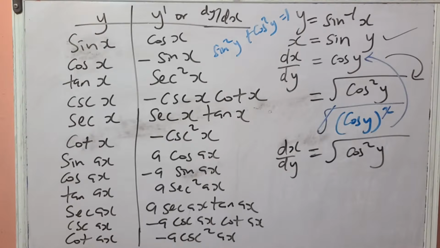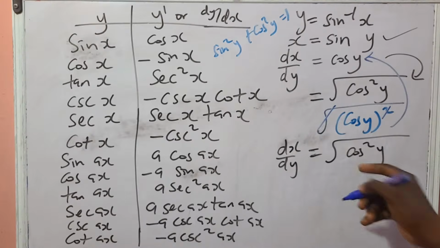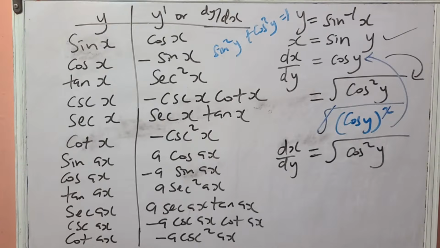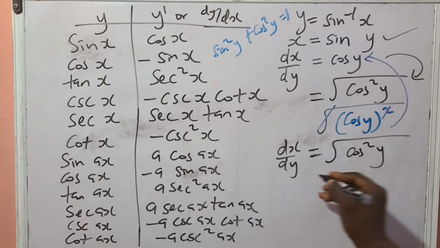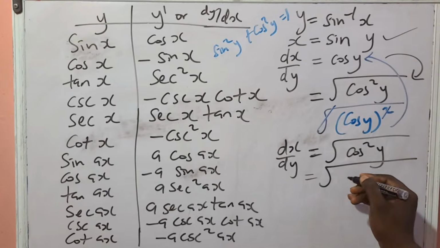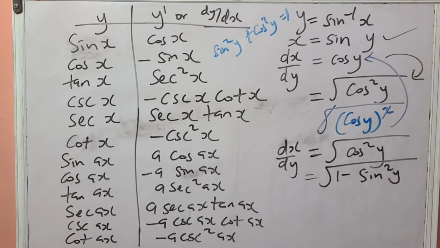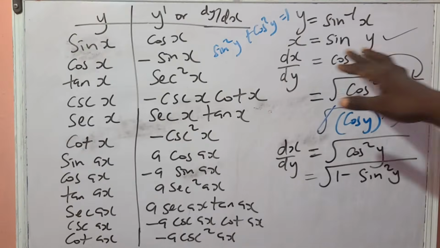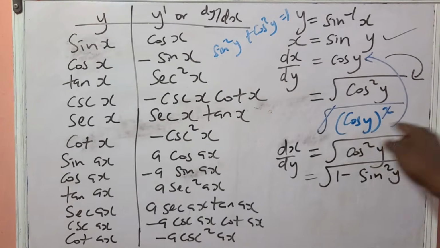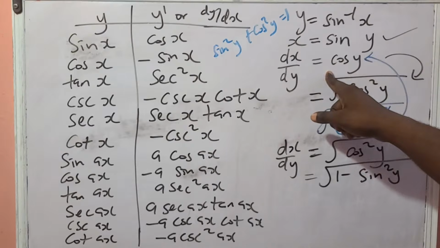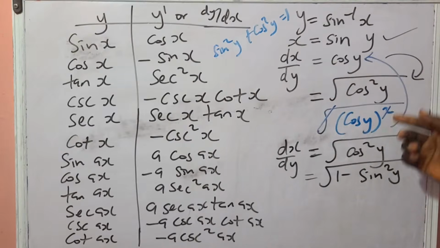Now, if I have this, cos square y will now be equal to what? Cos square y will be equal to, look at it, 1 minus sine square y. Are you seeing the way I'm solving this? All these things I just did are common trig identities. So I came from here, instead of writing cos y, I decided to write the square root of cos square y, which is still the same thing as cos y. I just wanted to change the form because of where I was heading.